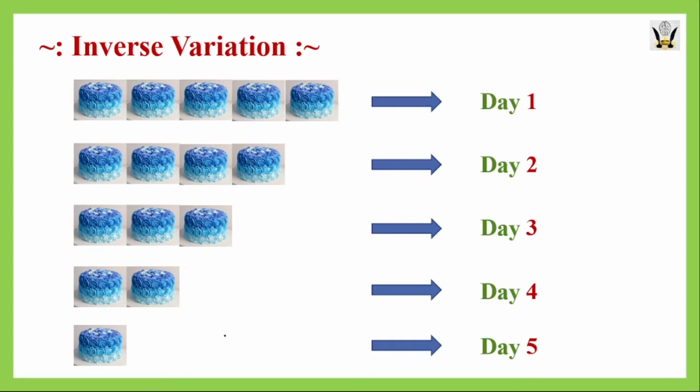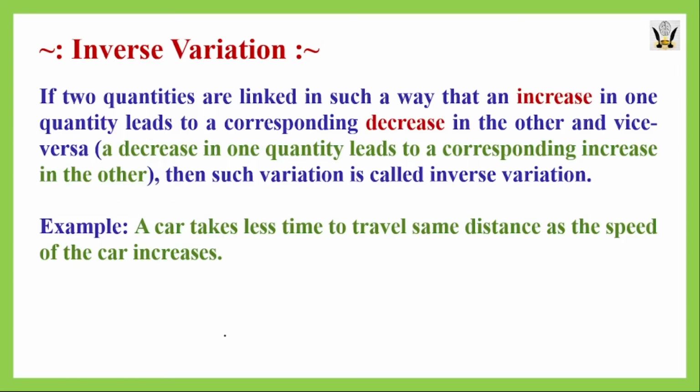Now we will understand this concept mathematically. We can say that if two quantities are linked in such a way that an increase in one quantity leads to a corresponding decrease in the other, and vice versa, meaning a decrease in one quantity leads to a corresponding increase in the other, then such variation is called inverse variation. Crystal clear? Now again we can understand this by an example of a car. Suppose a car is traveling with some speed, and now if the speed increases, then to cover the same distance the time taken by that car will be less.